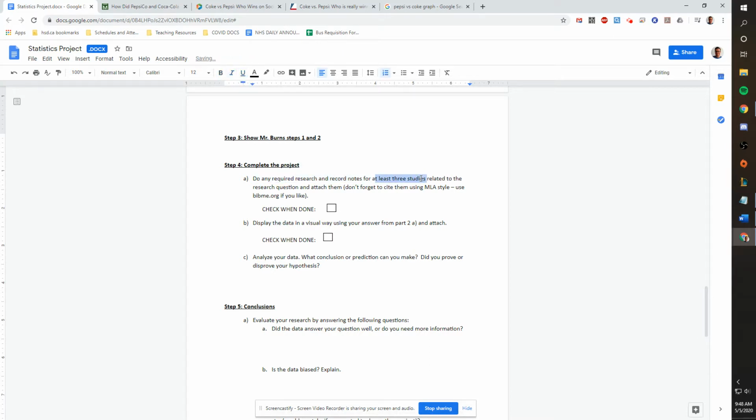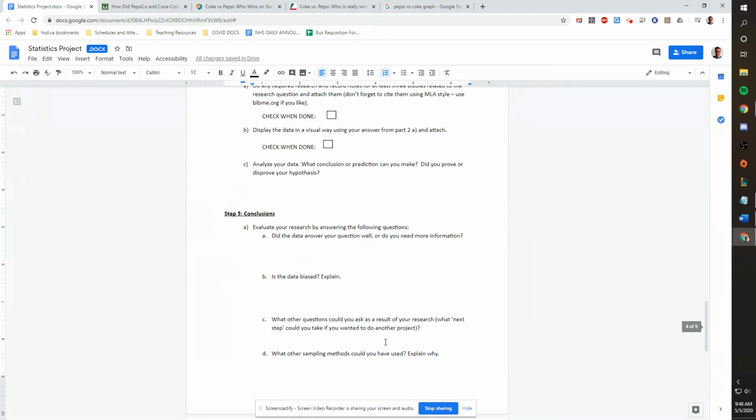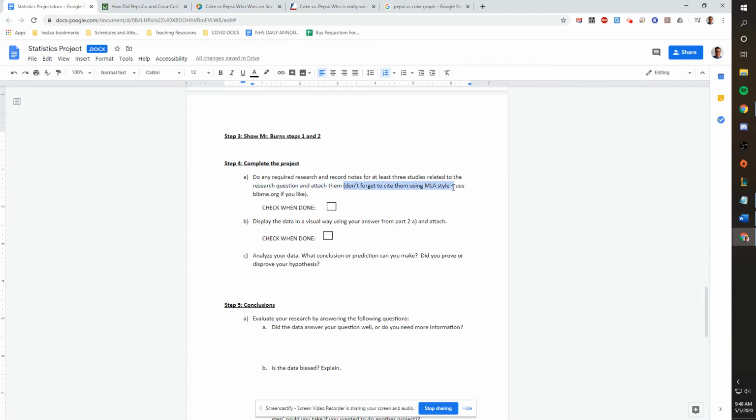At least 3 studies. You're going to have to do a lot of different sources to actually get a good picture of your research. So find at least 3 things related to your research question and attach them here. So just copy paste them on the bottom somewhere. It does say don't forget to cite them in MLA style.